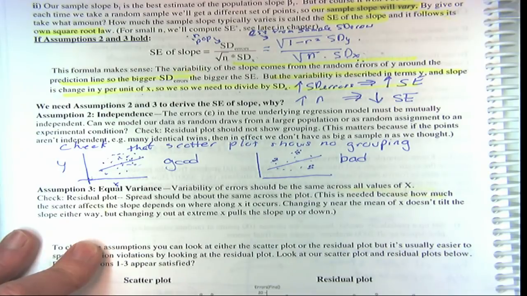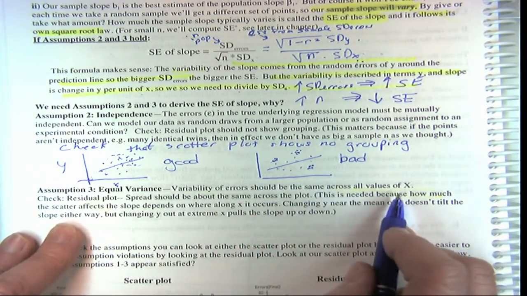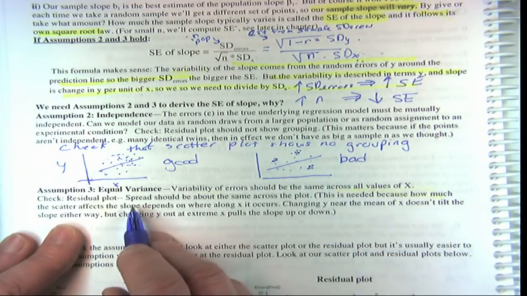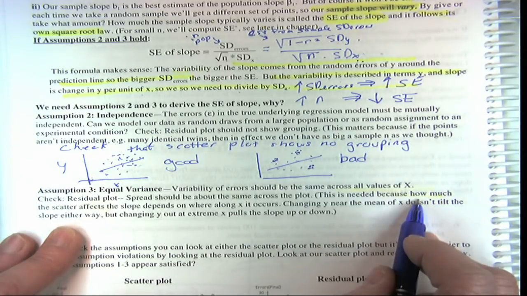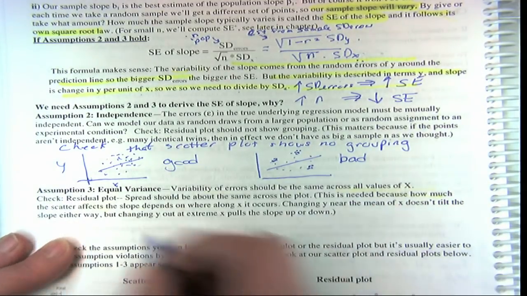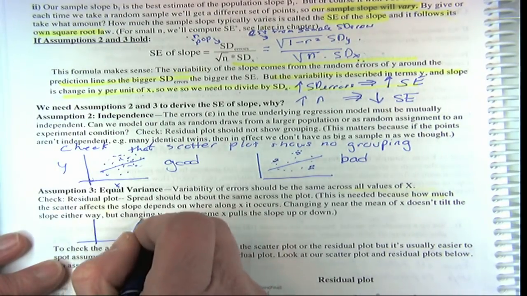Now, what about equal variability of the errors? The variability of the errors should be the same across all values of x. So you'd have to check a residual plot. And the spread should be about the same across the plot. Okay, so again, I'm just drawing a classic good-looking plot here.